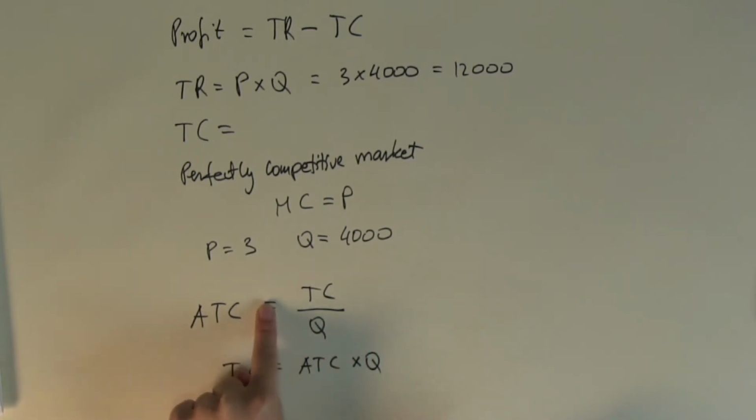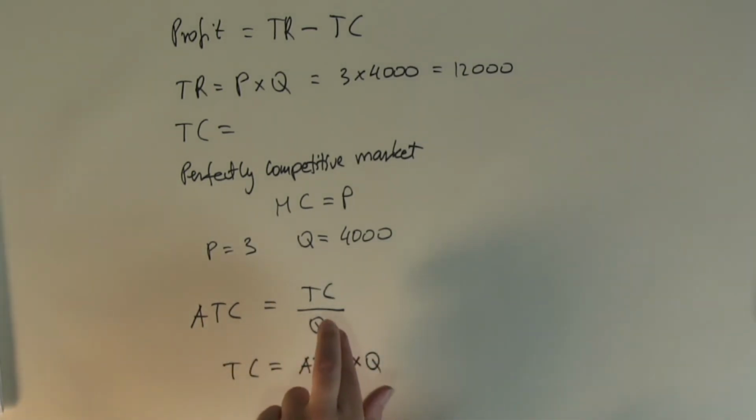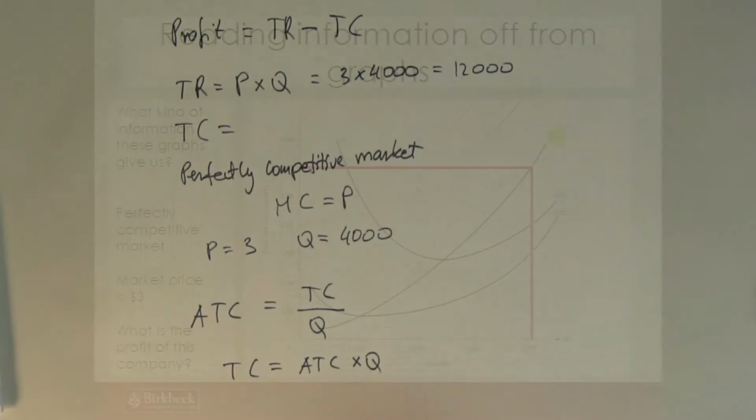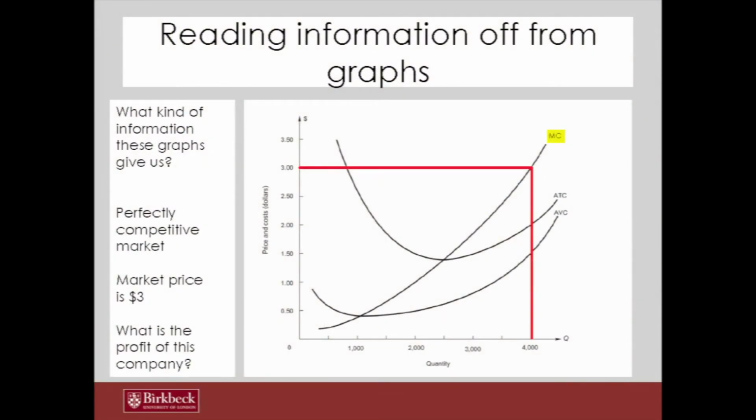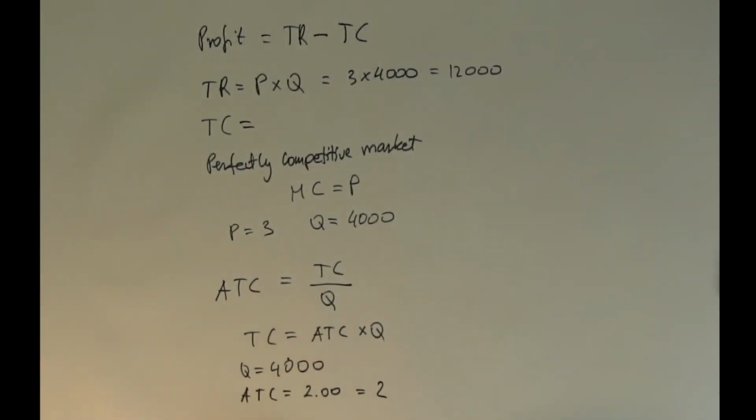Remember, I want total cost on its own. It's divided by quantity, so to remove the quantity, I need to multiply up both sides by the quantity. And the reason why it's good for us is because on the graph we have got the average total cost. So going back to the graph, on the 4,000 quantity, now we trace back all the way to the average total cost and we trace across. And what we see there is if quantity is 4,000, then the average total cost will be $2, which we can just write as 2.